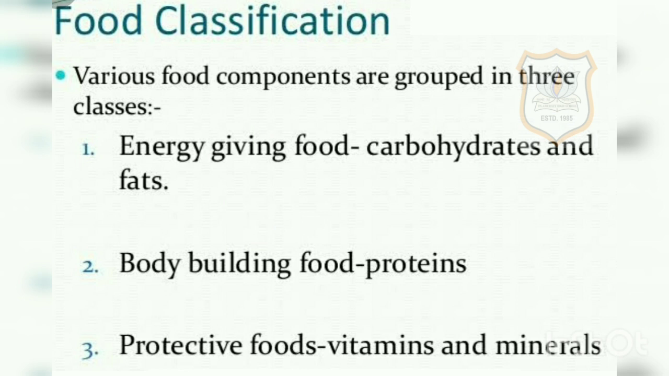Dear students, if you see, I have shown a food classification. Various food components are grouped in three classes. First one, energy giving food: carbohydrates and fat. Second one, bodybuilding food: proteins. Third one, protective food: vitamins and minerals.